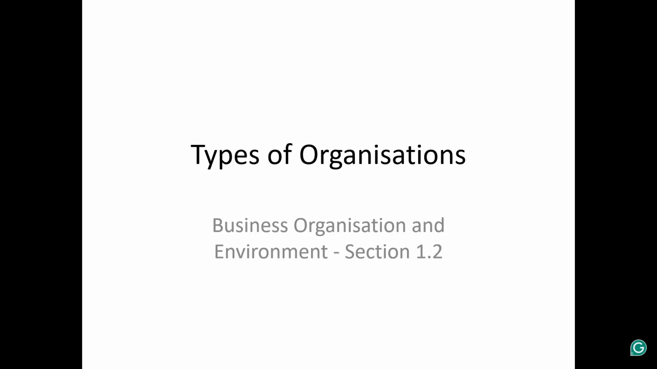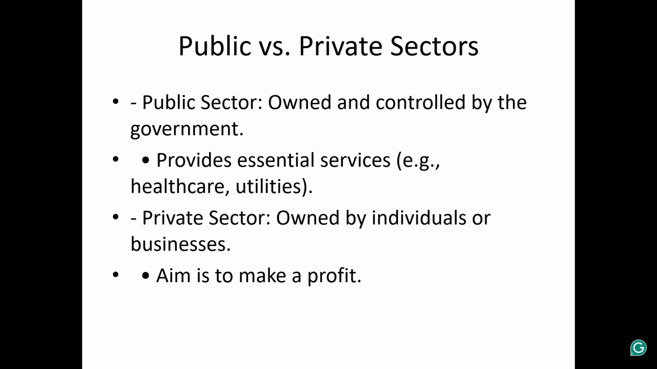Now we're moving on to section 1.1, which is the different types of organizations. 1.2, sorry. That's 1.1, oh, my mistake here. So, we have public and private sectors.